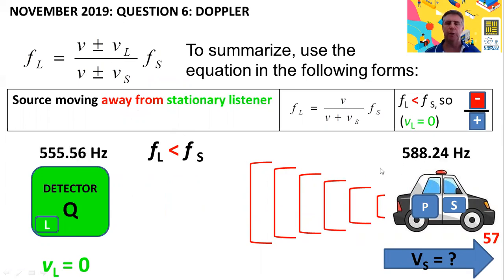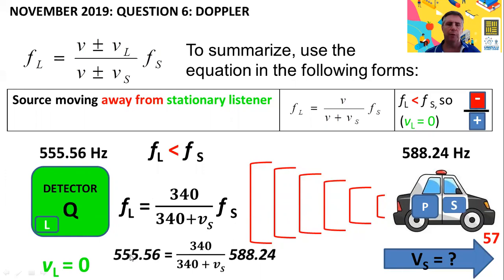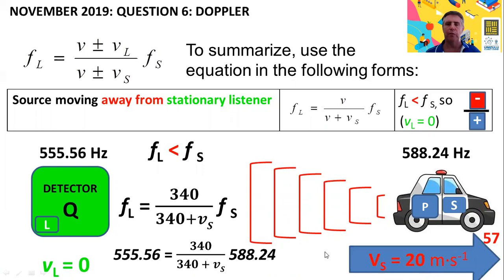These are the frequencies which we calculated in the first part of the question. So we simply take our Doppler equation, we substitute in frequency of the listener, 555.56, frequency of the source, 588.24, speed of sound, do the calculation carefully, solve for Vs, and you'll get an answer of Vs is equal to 20 meters per second. So here the final calculation was not difficult, but finding these frequencies from the graphs is what caused a lot of difficulty. So make sure that you understand that and rewind and play it again if you don't.